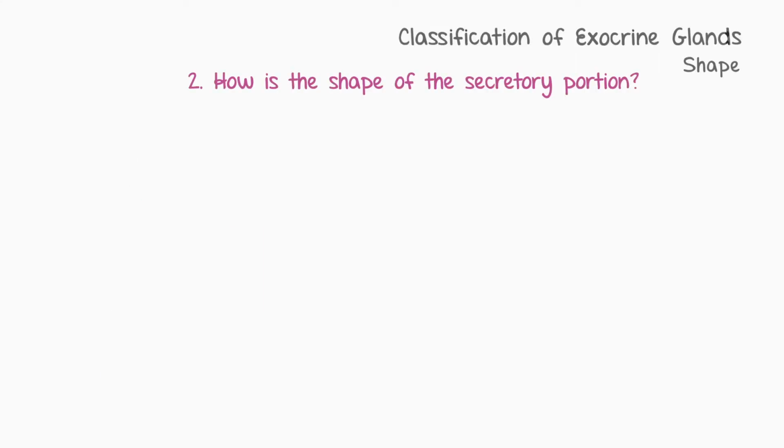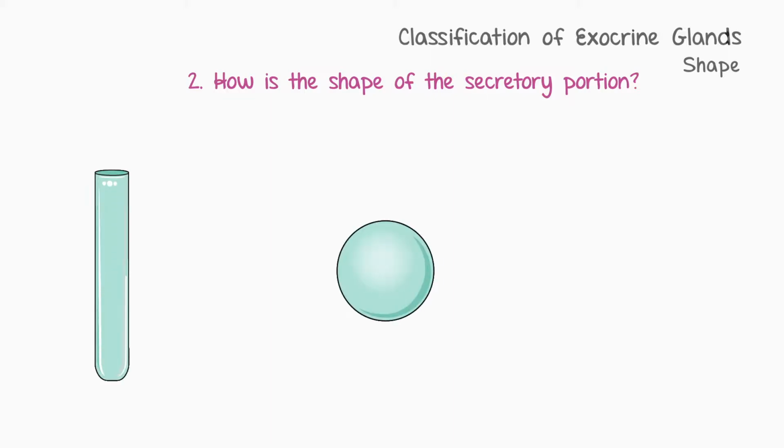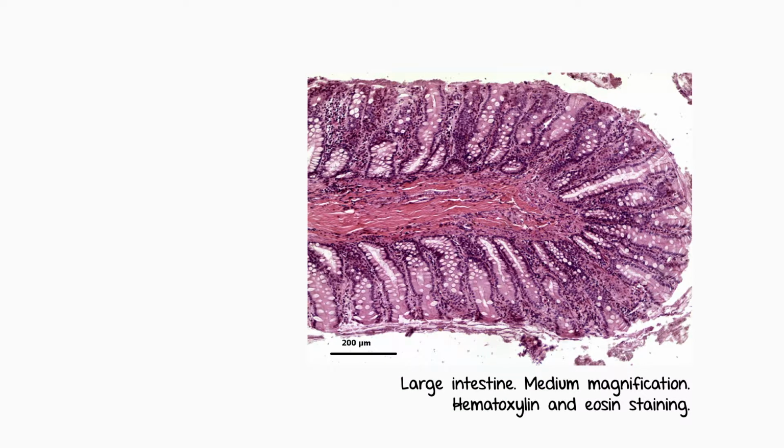We can associate 2 figures to the shape of the secretory portion of exocrine glands: a tube or a sphere, both hollow. The histological terms used to make reference to these figures are a little more refined: tubular and acinar or alveolar. On the wall of the large intestine, the arrangement of the tubular exocrine glands is clear.